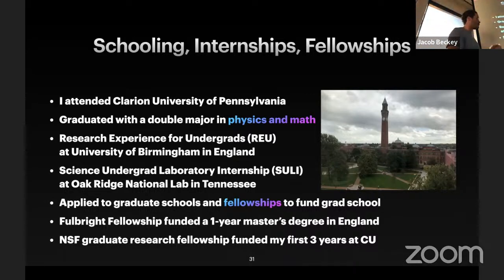I then applied to fellowships and graduate schools, and got into CU. That's why I'm standing here. And then the other things that I recommend, which I'll talk about on the next page, are fellowships. If you want to take a gap year, there are a lot of fellowships that can fund you to get a one-year master's somewhere in Europe or in the UK, Canada.